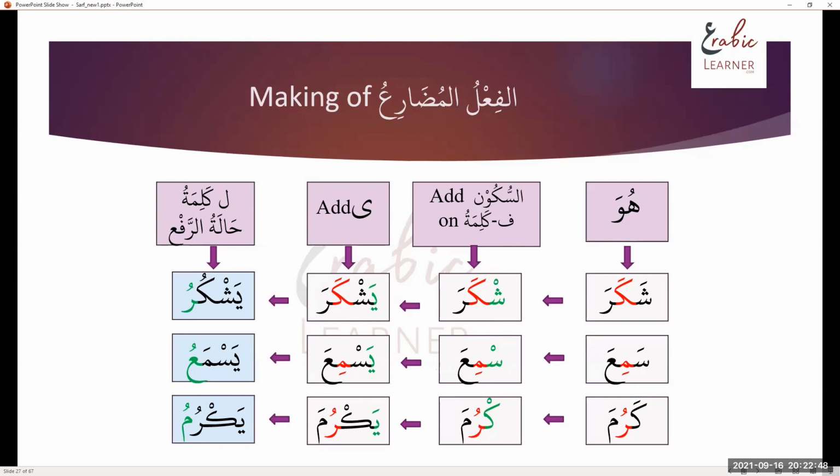Okay. So this is the procedure to make the Hua version of Fi'lul Mudaare from Fi'lul Maadhi. Clear? Okay. If this is clear, I will go to the next step.